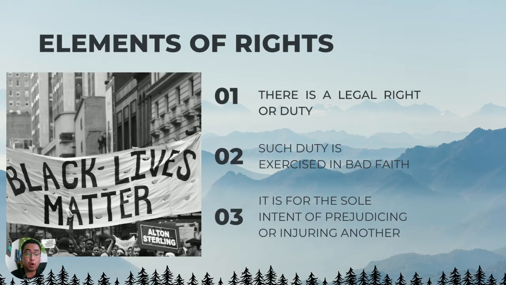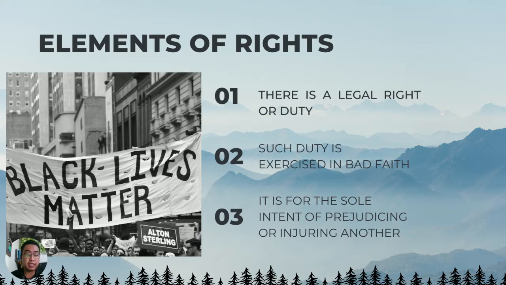Article 19 of the Civil Code, which is known to contain what is also commonly referred to as the principle of abuse of rights, provides for the elements in order to determine whether the act or omission committed violates the right of another. These elements are as follows. Number one, there is a legal right or duty. Number two, such right is exercised in bad faith. And number three, it is for the sole intent of prejudicing or injuring another.